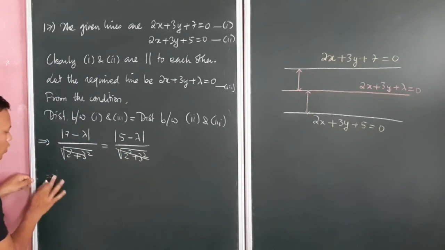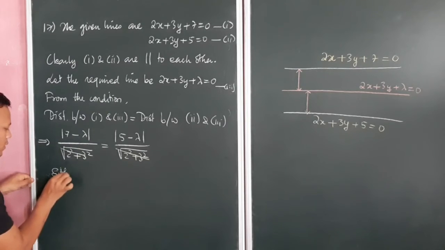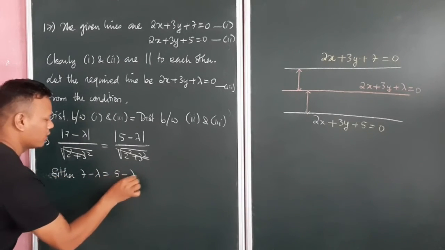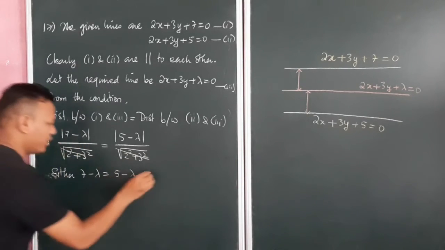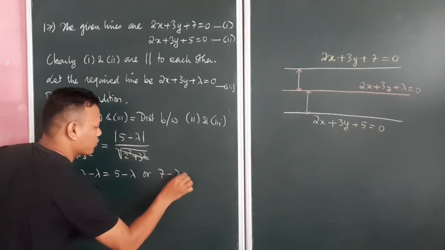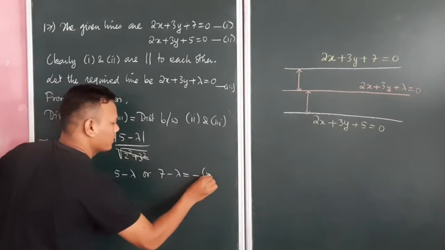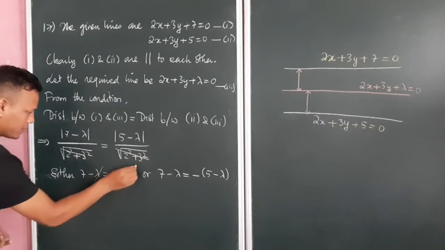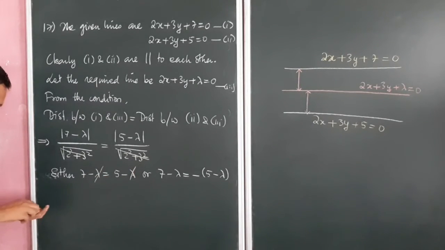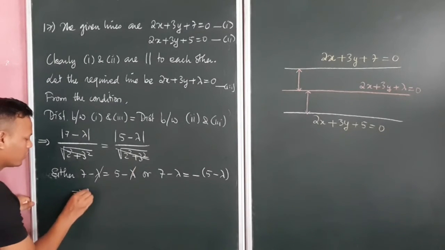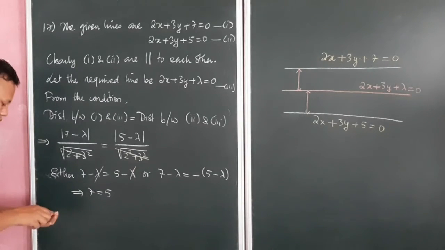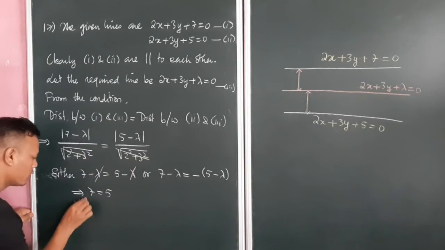Either 7 minus lambda is equal to 5 minus lambda, or 7 minus lambda will be equal to negative of 5 minus lambda. From here, what can we see is minus lambda and minus lambda get cancelled. So what do we get from here? 7 is equal to 5. Is this possible? No, right? So this is not possible.